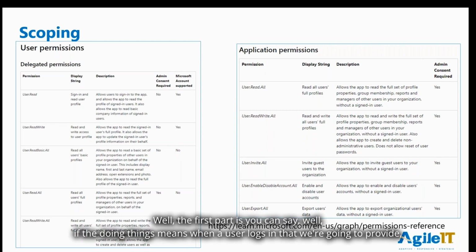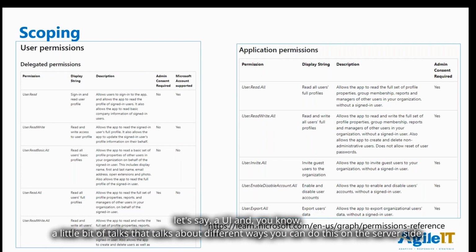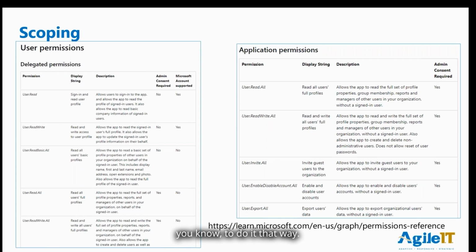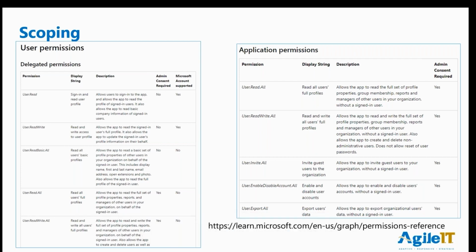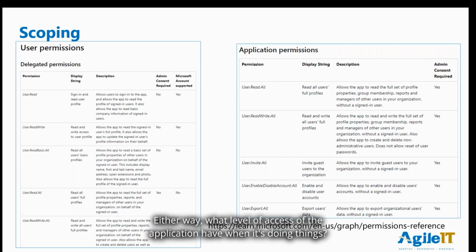Well, the first part is you can say, if the doing things means when a user logs in, we're going to provide, let's say, a UI, and there'll be other talks about different ways you can do this on the server side. There's also the client side, if you're using the client libraries, or a really good one is the Microsoft Graph Toolkit. Really cool things that they have in there. Either way, what level of access does the application have when it's doing things?